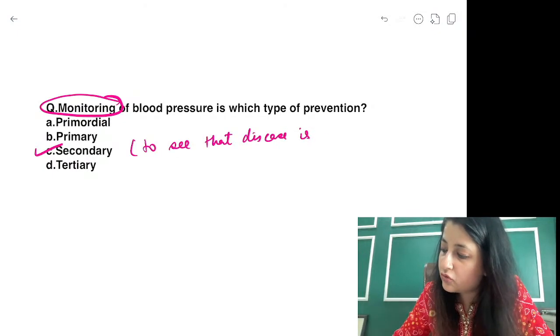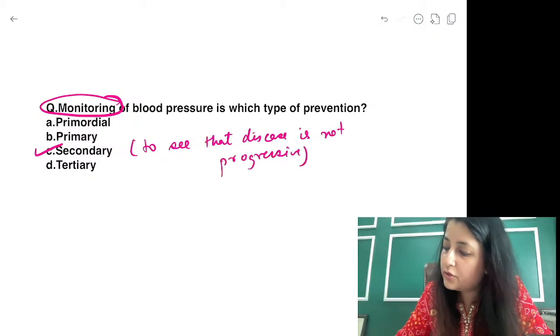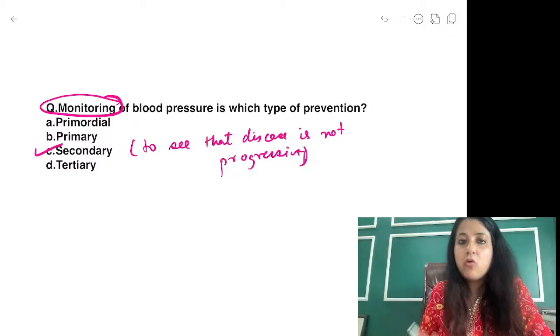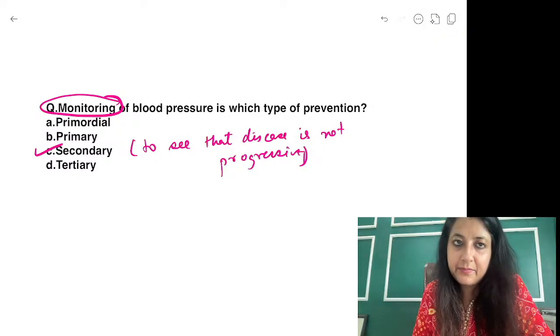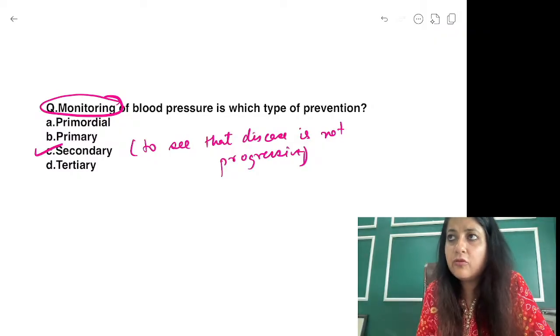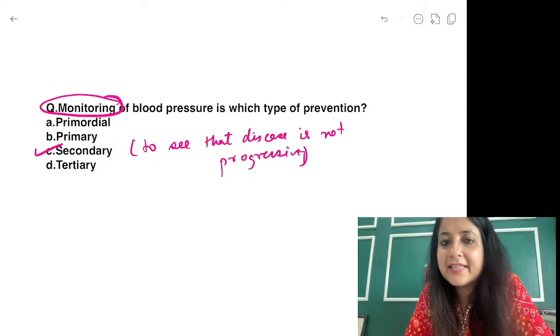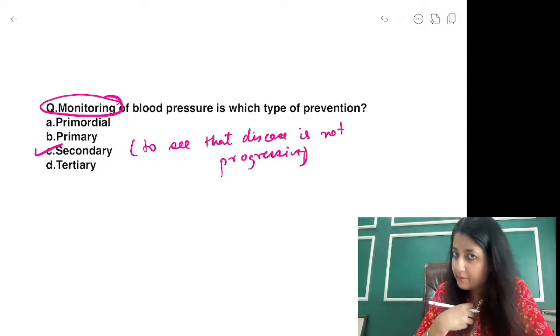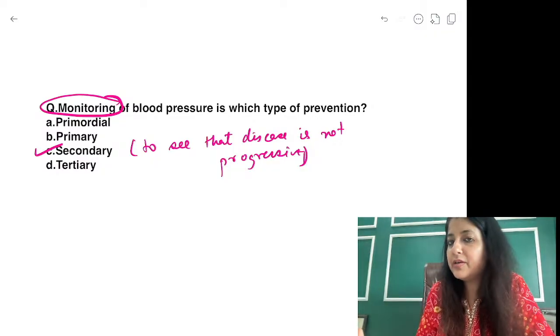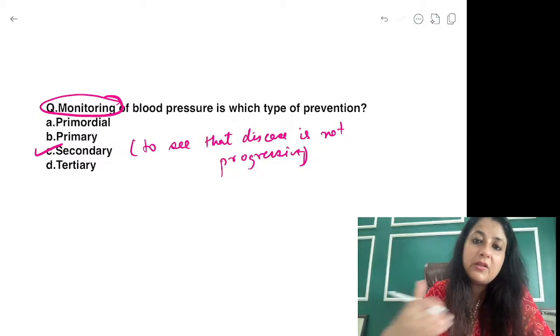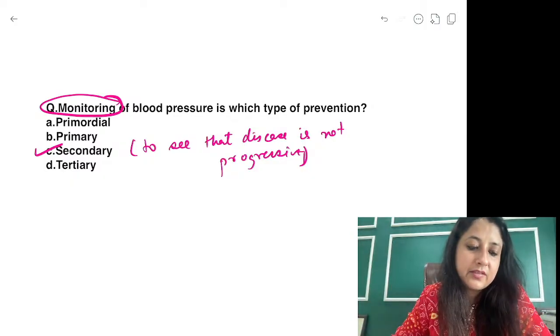That disease is not progressing. Alright. Here the very important word was monitoring. Monitoring आप शुरू में नहीं करते. मतलब अगर मेरे को हाइपरटेंशन नहीं है तो मैं क्यों रोज़ मॉनिटर कराऊंगी? Monitoring is an everyday activity. But if I am hypertensive, I will get my blood pressure monitored every day to see that I am not progressing into a stage of irreversibility.